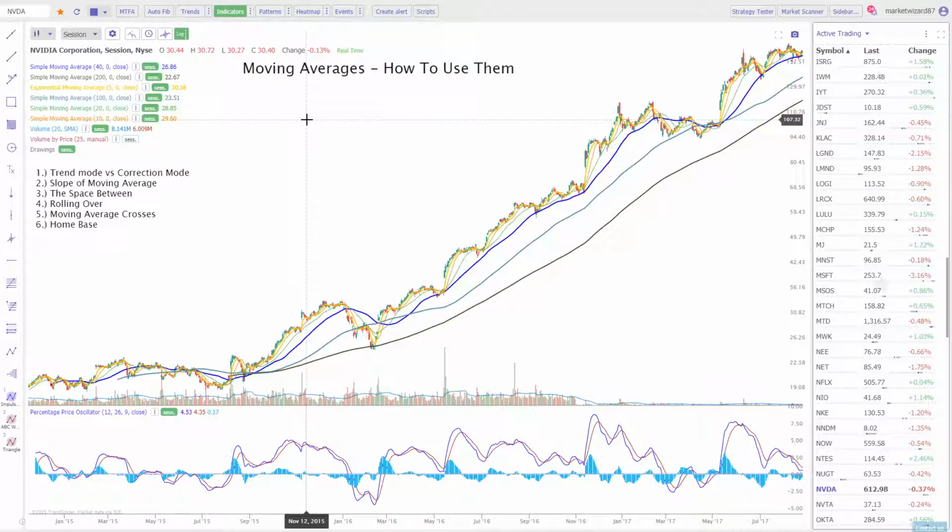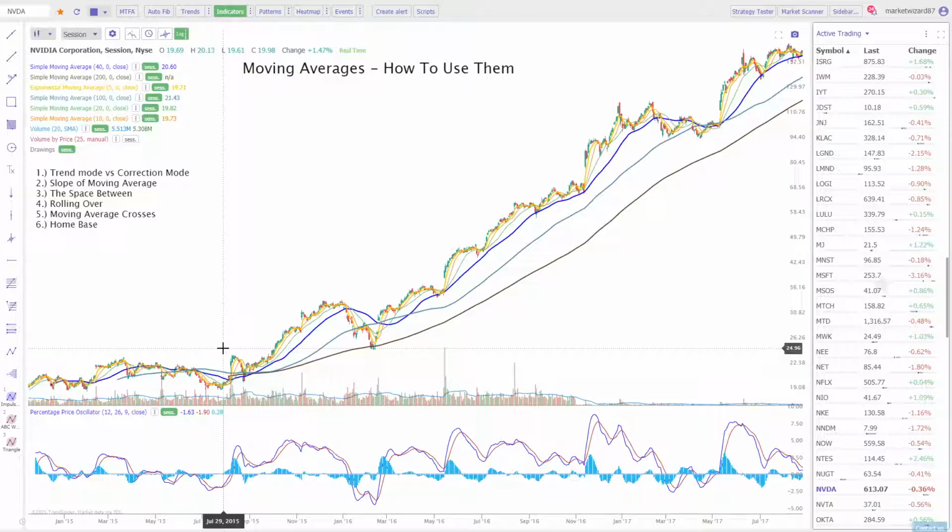So you can look at the length of the moving average as a shorter term or longer term trend indicator. The first thing that you'll look for is whether or not we're in trend mode or we're in a correction. The first thing that I'll look for to determine if we're trending is the slope of the moving average. If the slope is 0, well, then there's no trend, right?